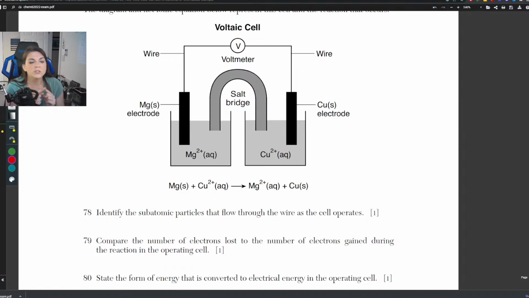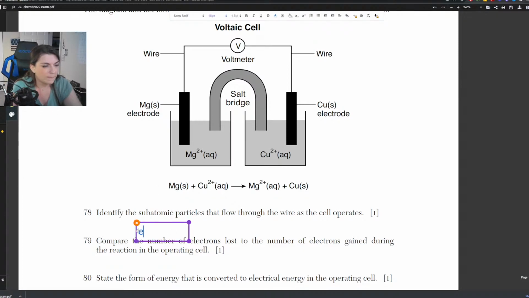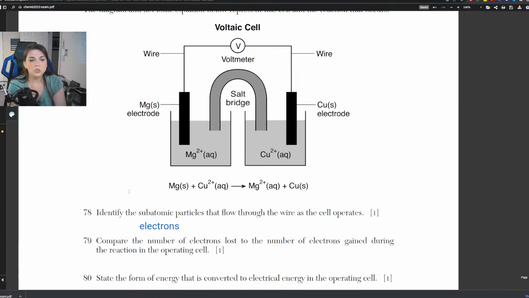Identify the subatomic particles that flow through the wire as the cell operates. Subatomic particle means that your answer has to be proton, neutron, or electron. That's it. At this point in the school year, you should know that protons and neutrons don't just casually migrate out of atoms. They only do that if it's a nuclear situation. So that leaves you with just electron to be the answer choice. And that's all. That's the whole answer. Again, keep it simple. Don't over-explain. Give them exactly what they want.